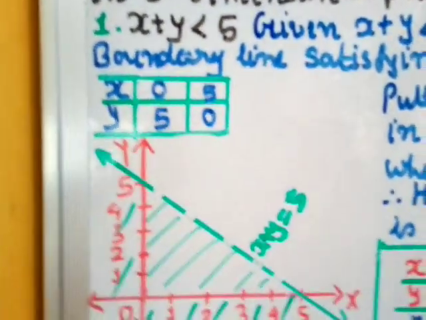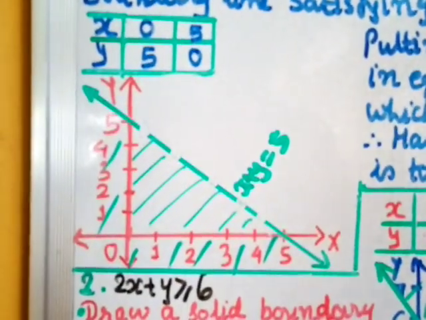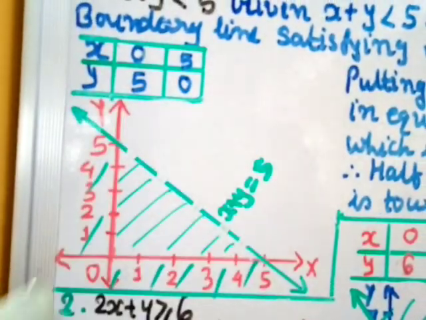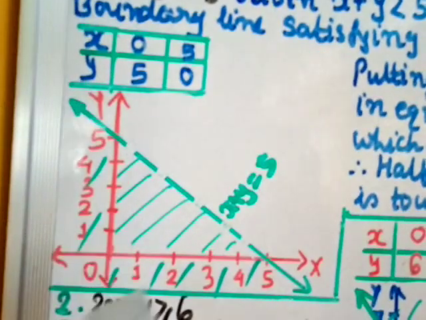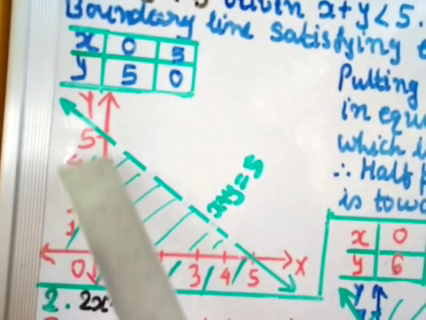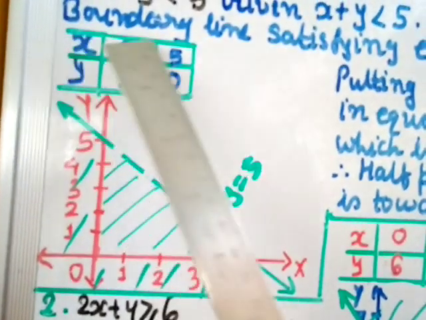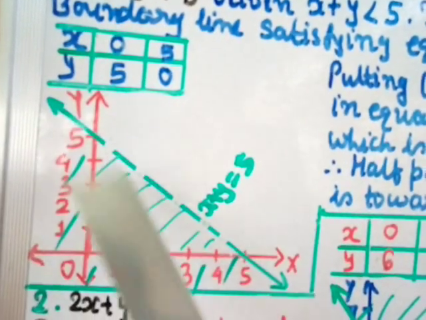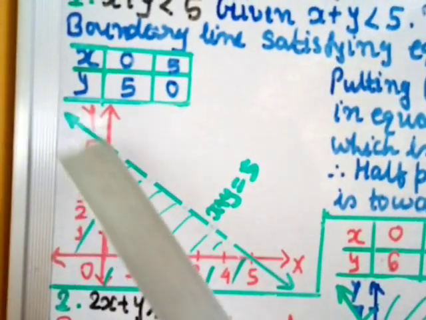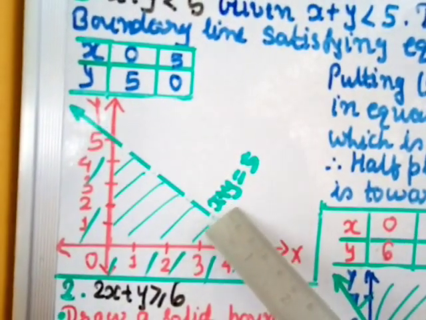Now we shall represent these 2 points in a Cartesian plane. I am drawing the x and y axes, and this is the origin. Both go up to 5, so I am taking 5. You can take 6 also. When x is 0, y is 5, so this is the point. When x is 5, y is 0, that is this point. Join these 2 points, and as I said it is strictly less than, so we will draw a dashed line. So you get the line x plus y equal to 5.